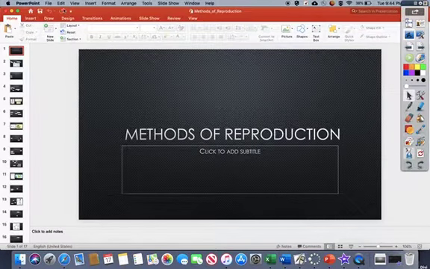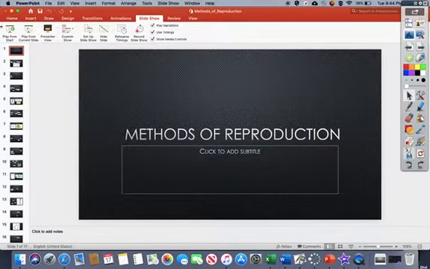Right, guys. Today we're going to be talking about different methods of reproduction. Hopefully you've been looking over your types of cell division notes, and you know the difference between mitosis and meiosis. So we're going to add a little bit of information to that and talk about the different types of reproduction.